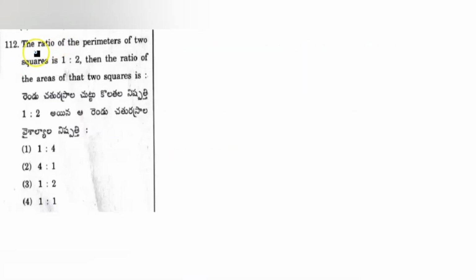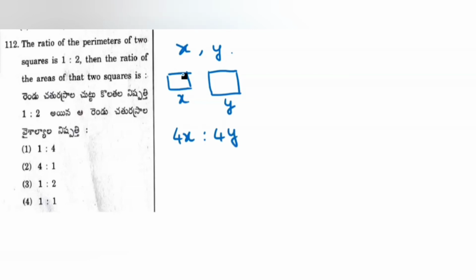Now coming to question number 112. The ratio of the perimeters of two squares is 1:2. Then the ratio of the areas of those two squares is dash. So the perimeters ratio is given and we are asked the ratio of areas. So let us think the side of the first square is X and the side of the other square is Y. So the perimeter of the first square will be 4X and the perimeter of the second square is 4Y. So this is nothing but the given 1:2.